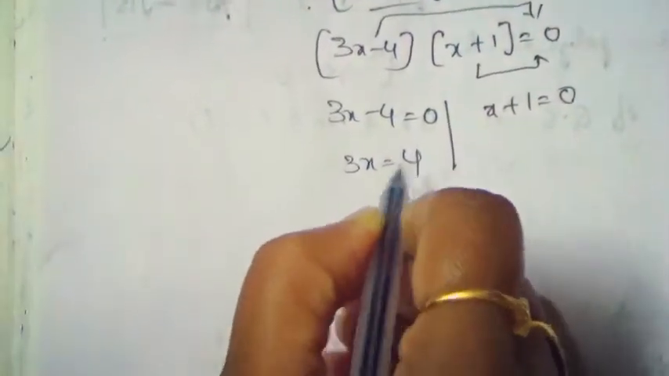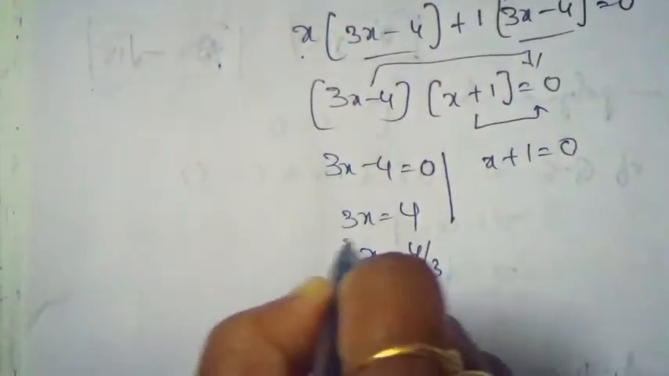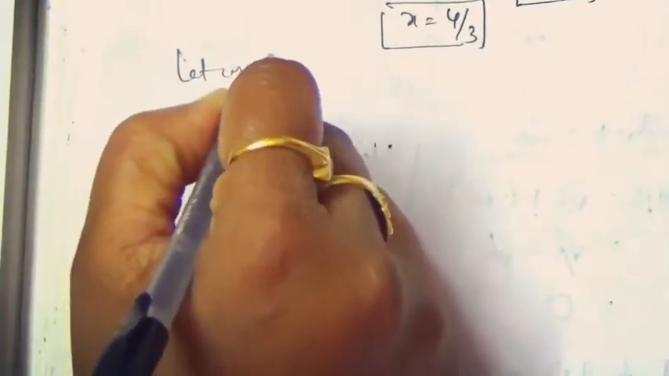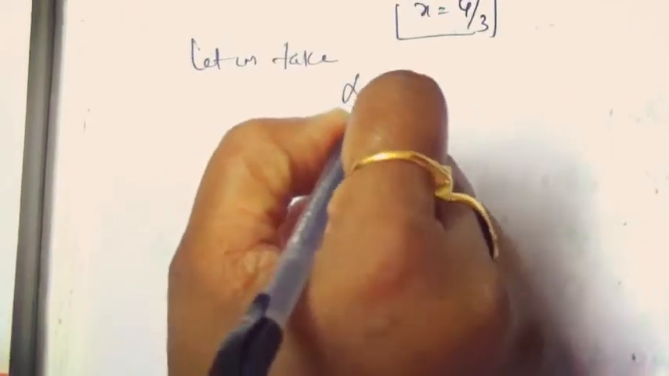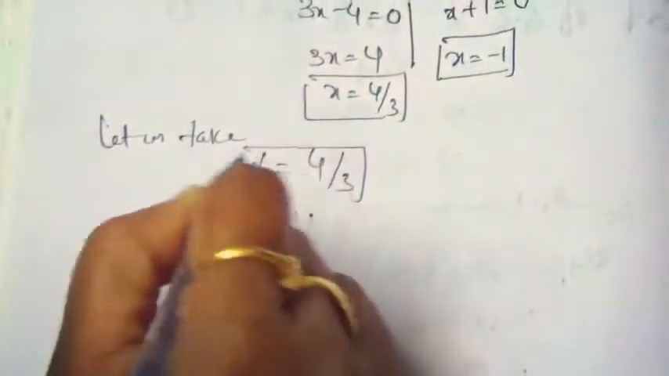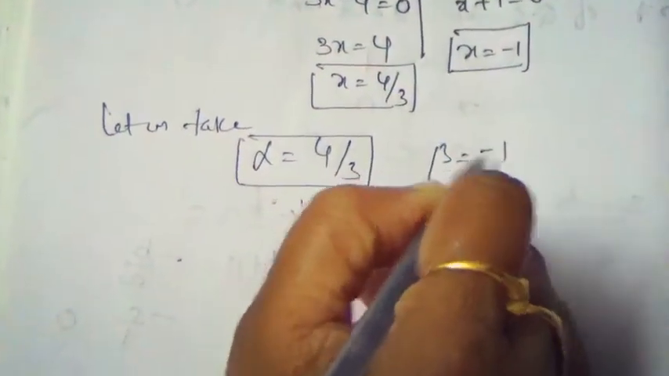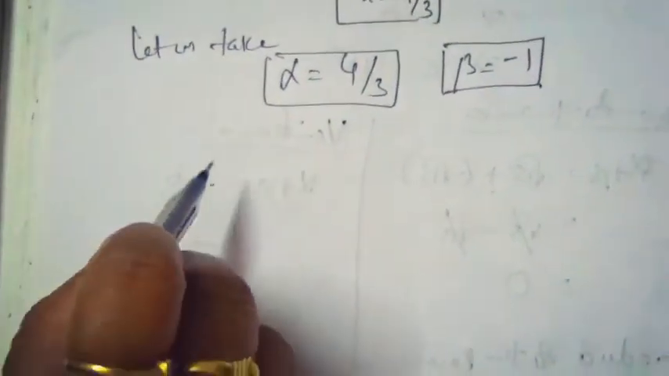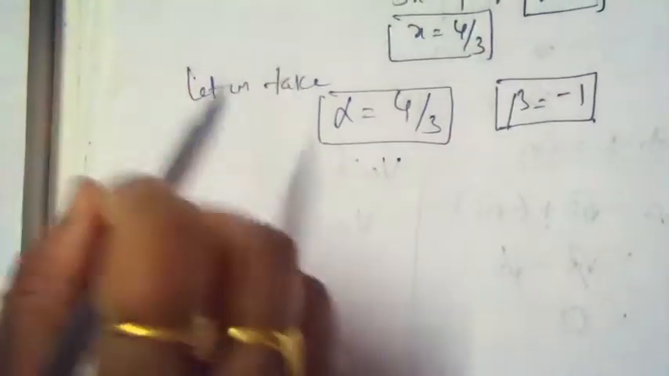3x is equal to 4, x is equal to 4 by 3, it is the first zero, and x is equal to minus 1, it is the second zero. Let us take the values as alpha is equal to 4 by 3 and beta is equal to minus 1. So these two are the values for the zeros of the given polynomial.